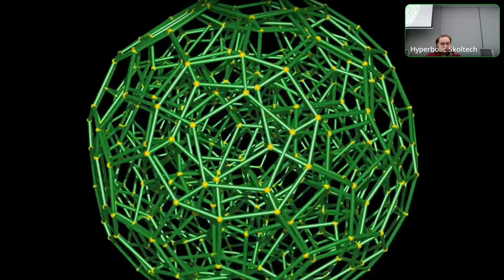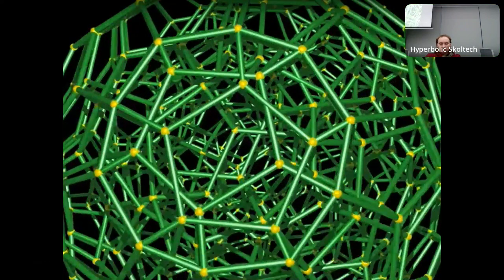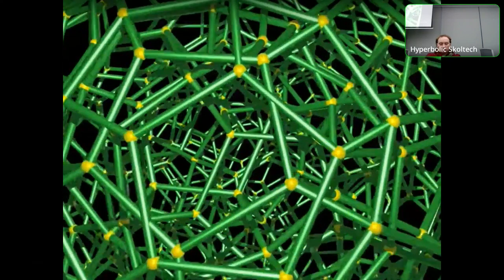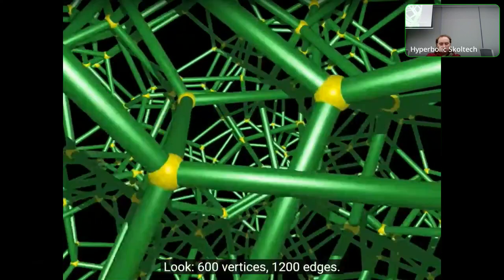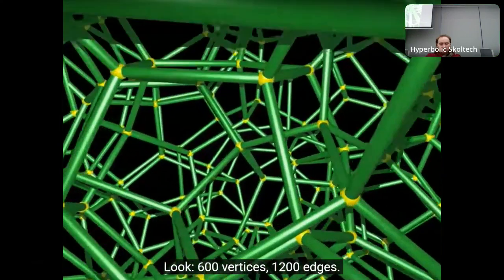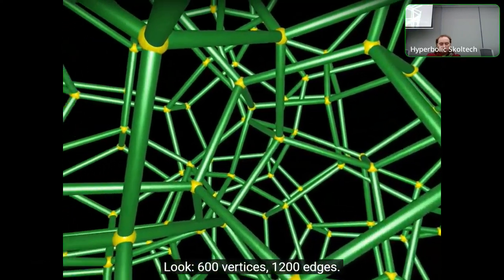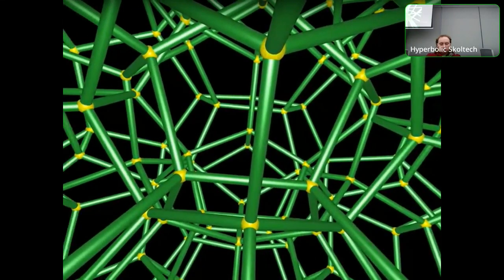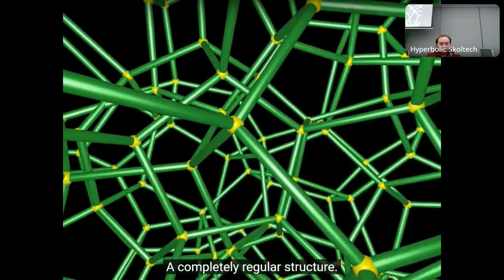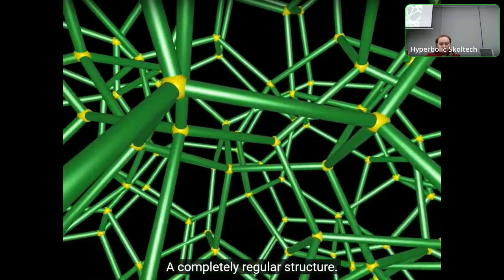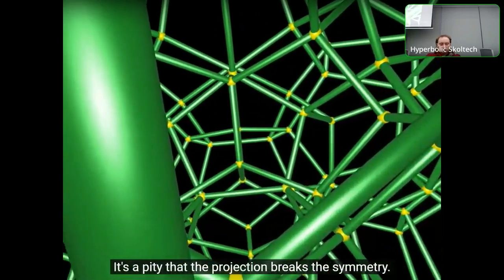Let's get inside and have a look at the structure. 600 vertices, 1,200 edges, 4 edges start at each vertex. A completely regular structure. All vertices, all edges play the same role. It's a pity that the projection breaks the symmetry.